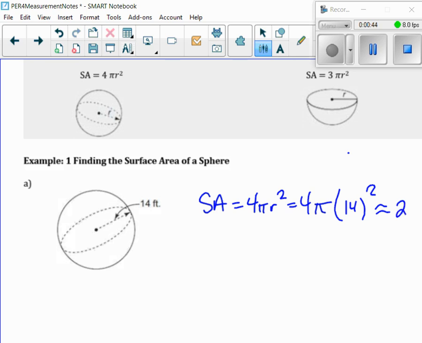So did you get 2,463? It's actually 0.0, and that would be square feet.